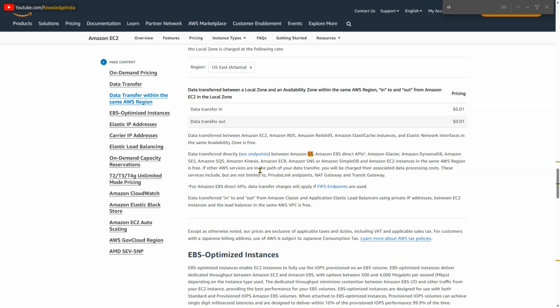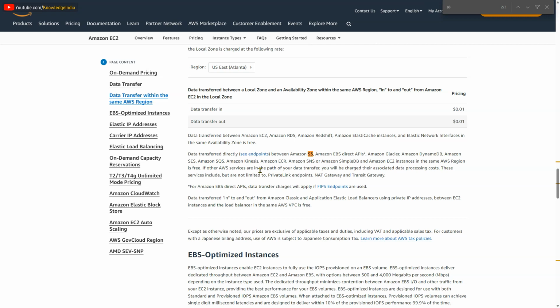So when your S3 and EC2 are both in the same region, however many GBs or TBs you transfer, there won't be any data transfer charges. Okay, so that's a good strategy.